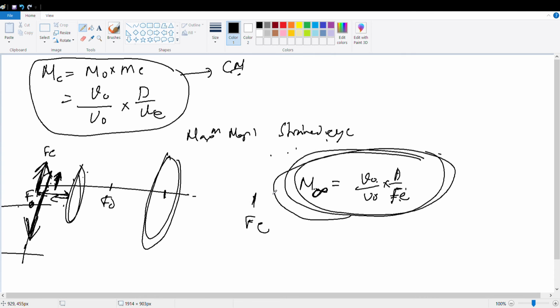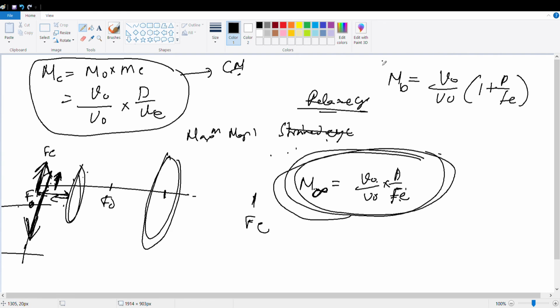Oh, sorry, this is for relaxed eye. I'm sorry, this is for relaxed eye. Relaxed eye means maximum magnification. Now for strained eye, what should you have? Your formula becomes MD is nothing but V naught by U naught into 1 plus D by FE. That's all.